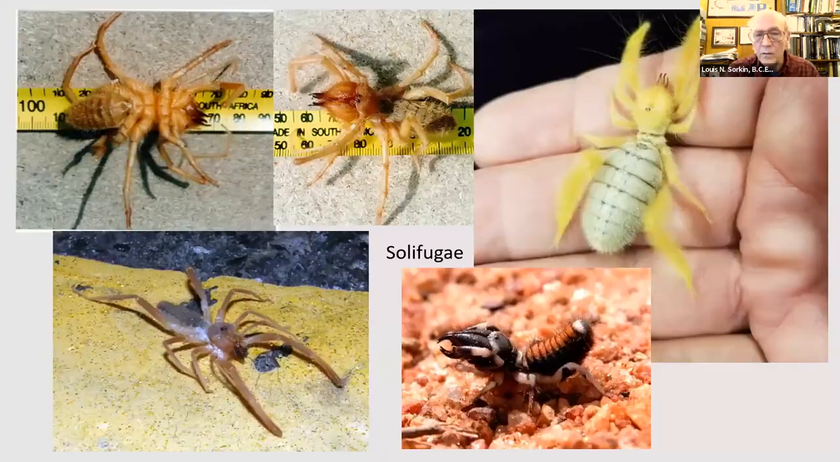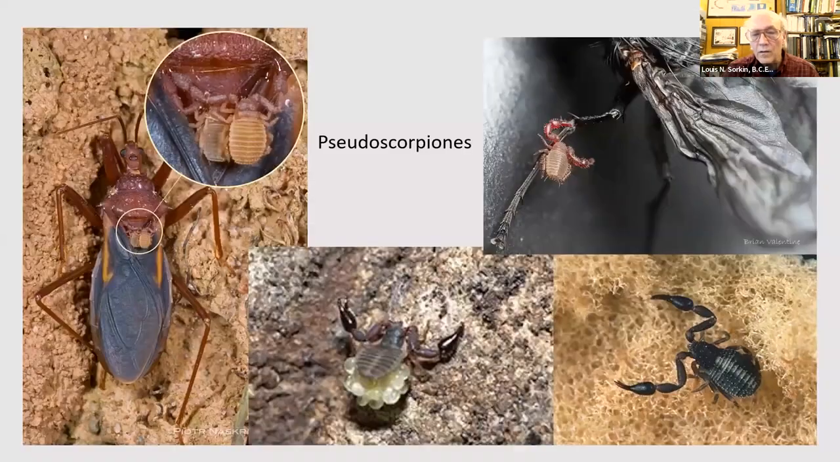Oh, and sorry, with these solifuges, they produce eggs. They don't carry them on their bodies. They keep them in a chamber underground where they're living.